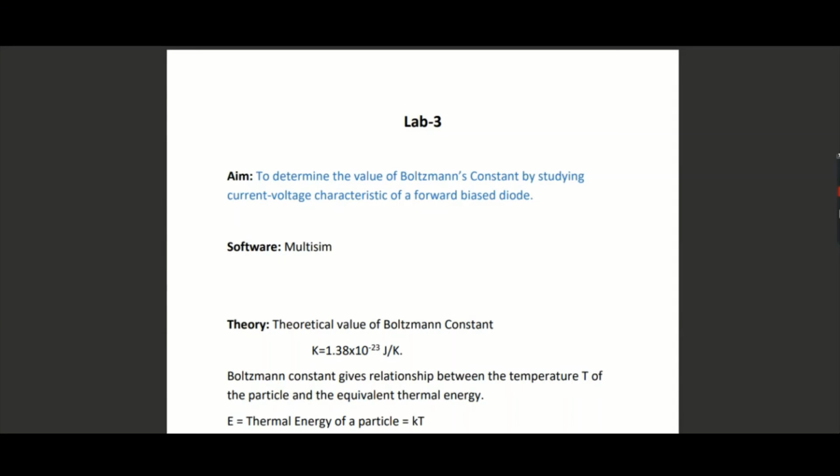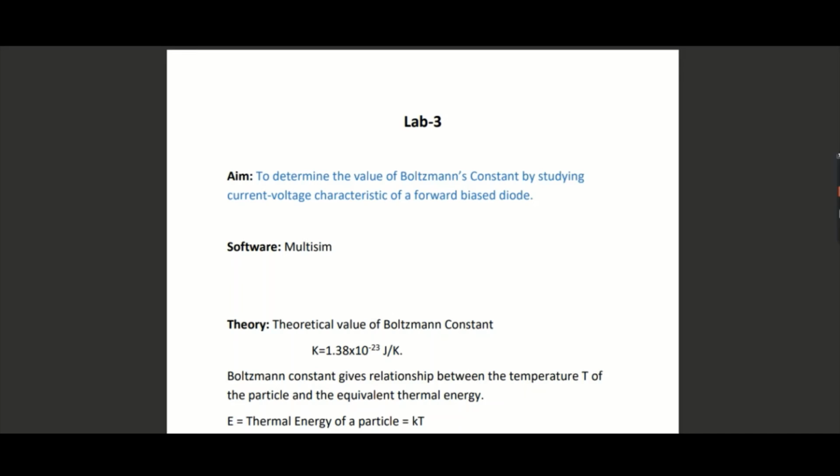Today we are going to determine the value of Boltzmann constant by studying current volt characteristic of a forward bias diode. The software we are going to use is Multisim. The theoretical value of Boltzmann constant is K equal to 1.38 x 10^-23 joule per Kelvin.